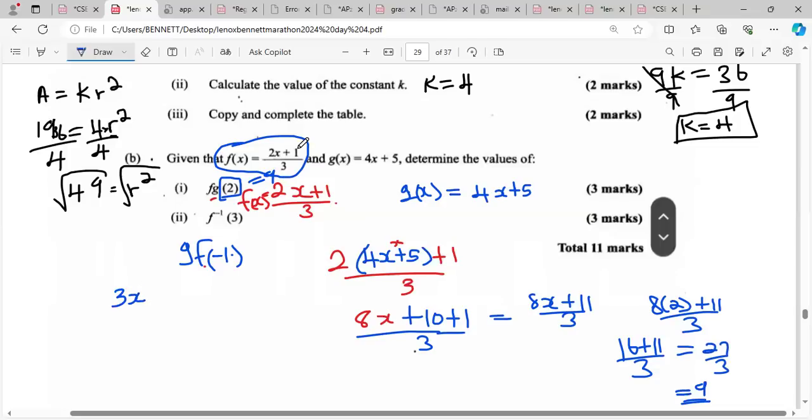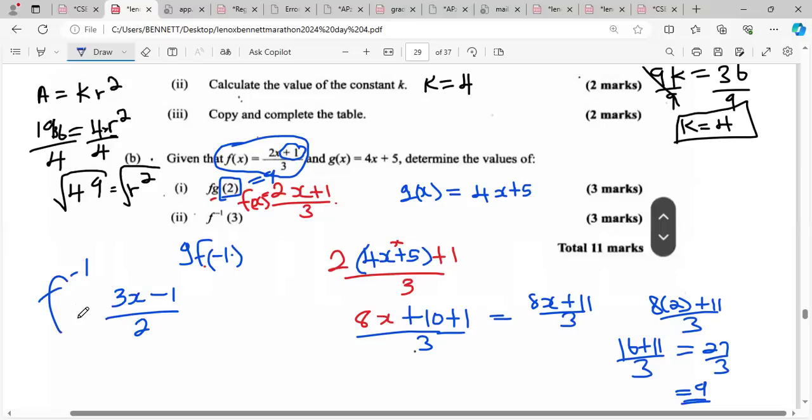Next we do the plus 1. What's the opposite of plus 1? Minus 1. And then this is multiplying, so we divide. I'm going to show you the long way of doing it, but this is how you could have done it, by inspection.